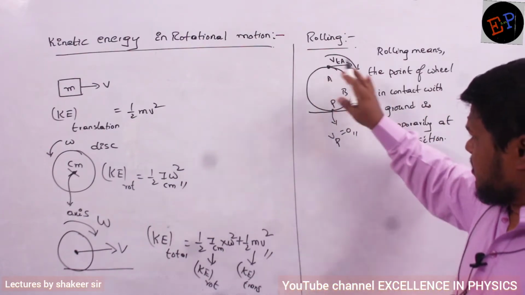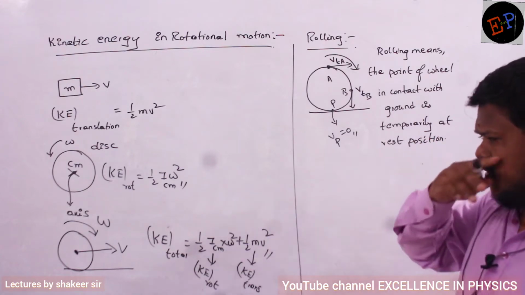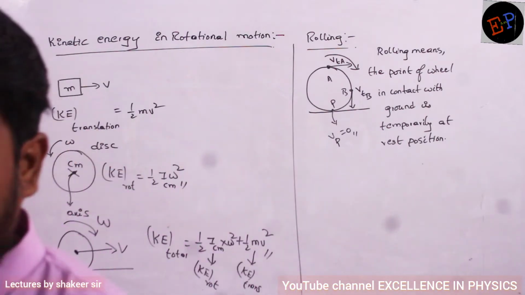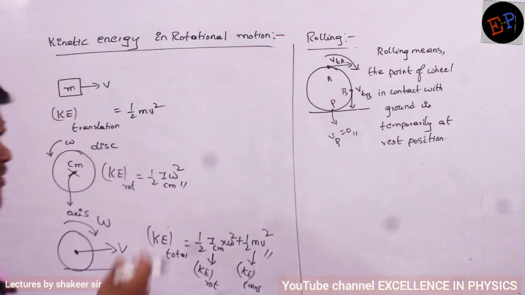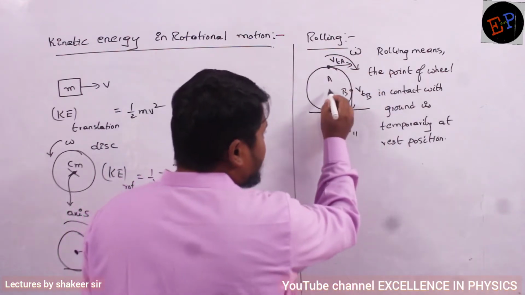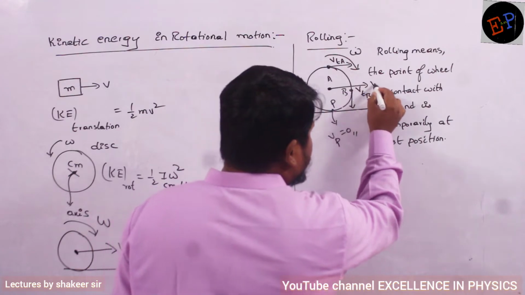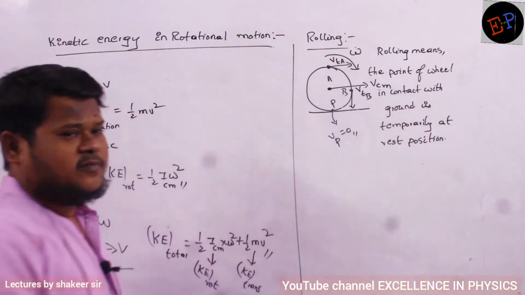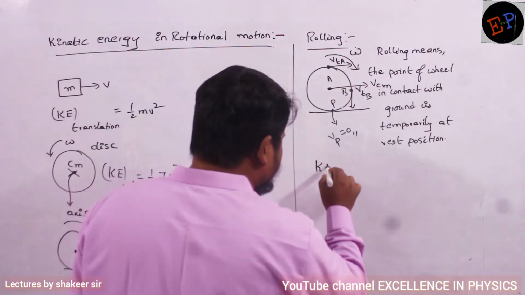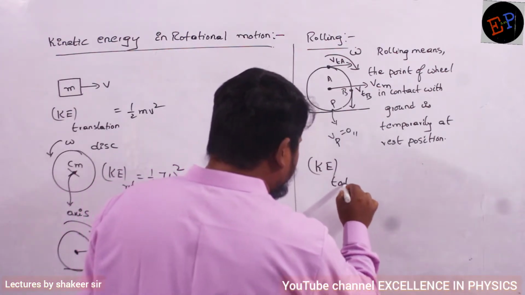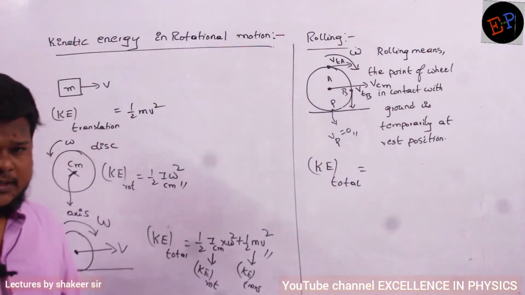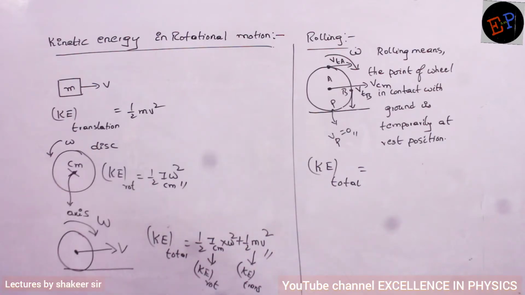Now in the case of rolling, how can I calculate the total kinetic energy of this wheel? Let us consider it is having an angular velocity of omega, and the velocity of center of mass is Vcm. Now can you say what is its total kinetic energy? How many kinetic energies does it have?